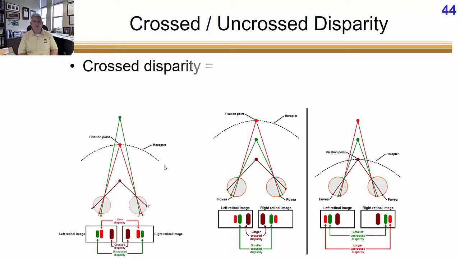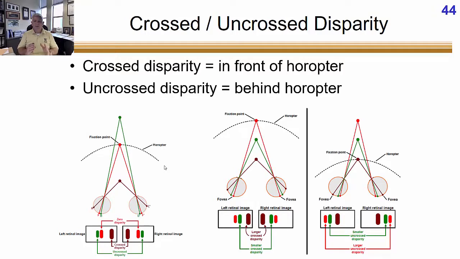Here's another depiction of this. Not only do we have crossed versus uncrossed disparity as a signal of whether it's in front of or behind the horopter, but how much it's crossed or uncrossed, the size of the disparity, indicates the distance from the horopter. So now we have a way to measure or understand how far apart different objects are based on these cues.